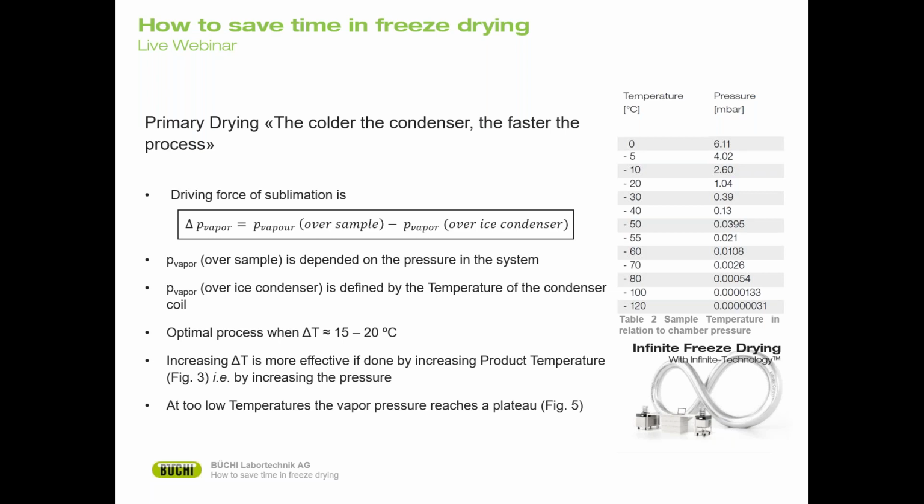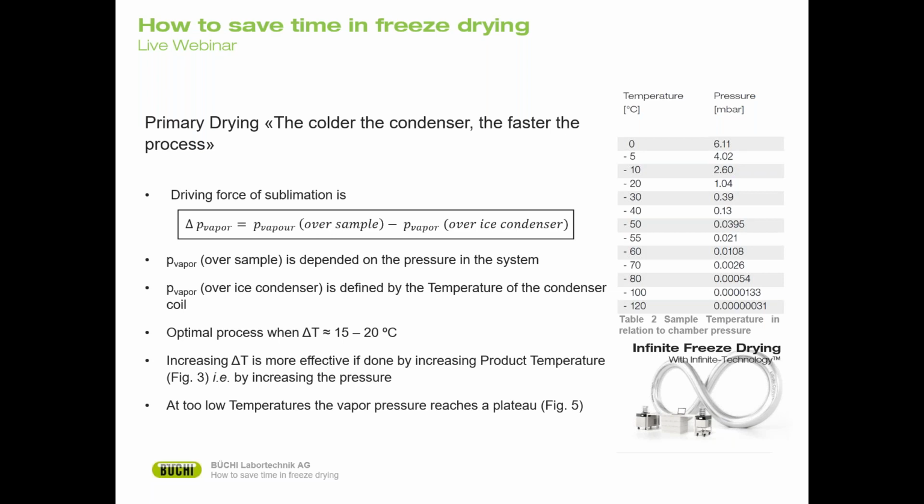The drying force in a freeze drying process is the pressure difference between the vapor pressure over the sample surface and over the condenser. The vapor pressure over the sample depends on the temperature of the sample, and this is directly depending on the pressure in the system, as seen in table 2. The vapor pressure over the condenser depends on the temperature of the condenser coil. An optimal process can be reached by having a delta T of 15 to 20 degrees.